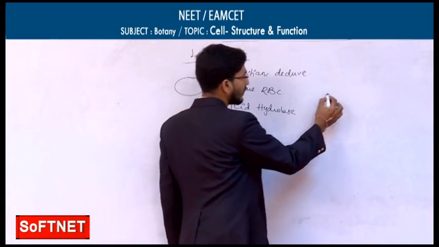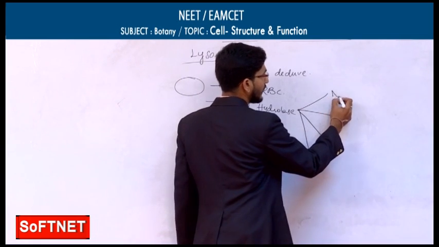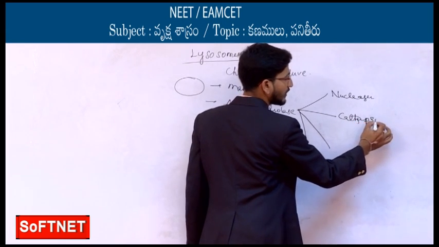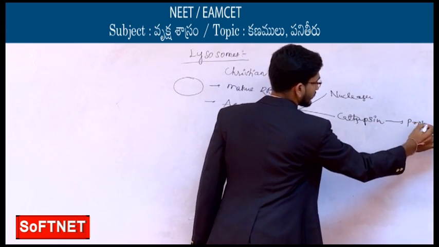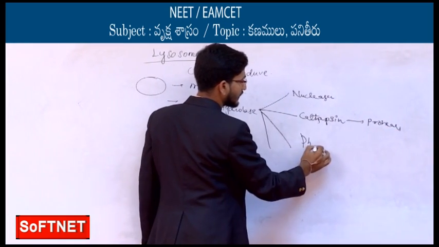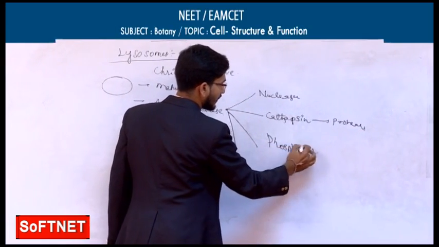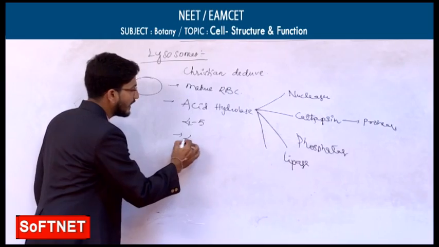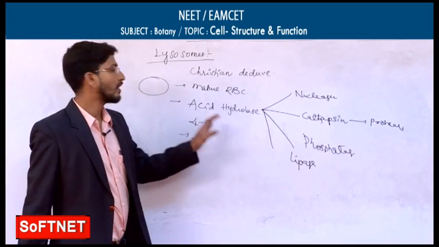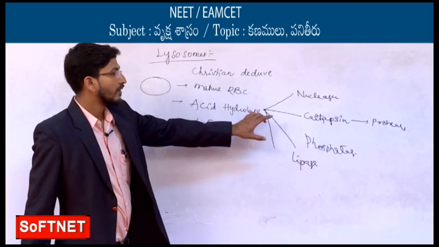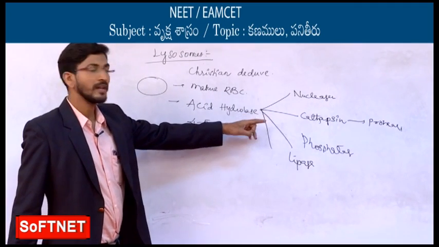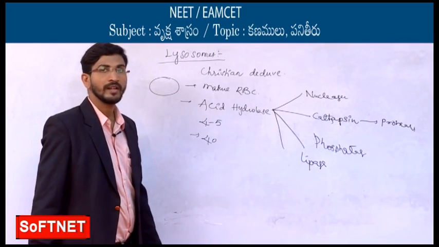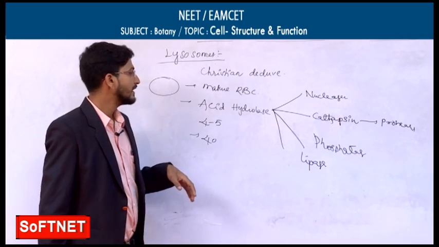Examples of these hydrolases are: nucleases, cathepsin, which is a protease, phosphatase and lipase. Nearly 40 types of hydrolytic enzymes are found in the lysosome. Some of the examples I have given are nucleases, cathepsin, phosphatases and lipases. Cathepsin is a protease. These are some of the acid hydrolases.